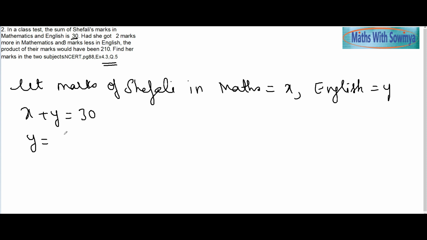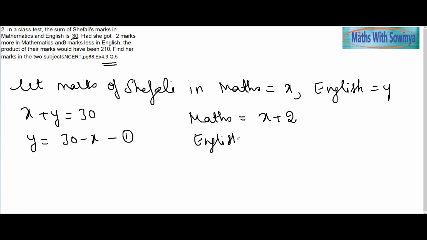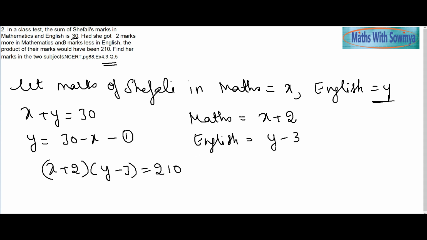So Y can be taken in terms of X because we are doing the quadratic. And she had got 2 marks more in mathematics. So maths marks now is X plus 2, and English marks, she got 3 less in English. English is Y we have taken, so Y minus 3. And product of the 2 is 210. Now on solving this we can get the answer.